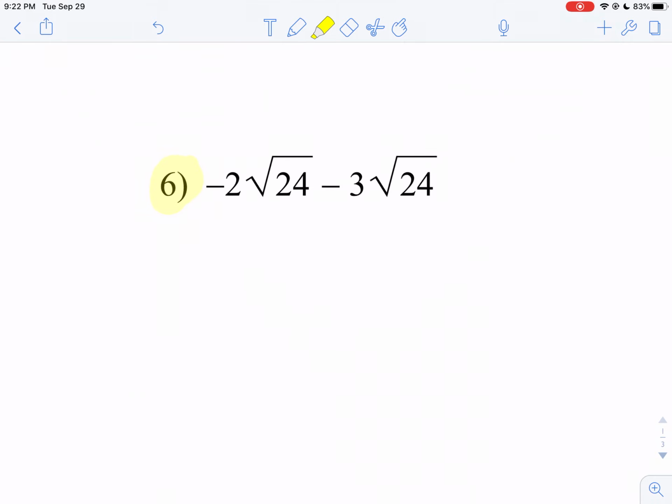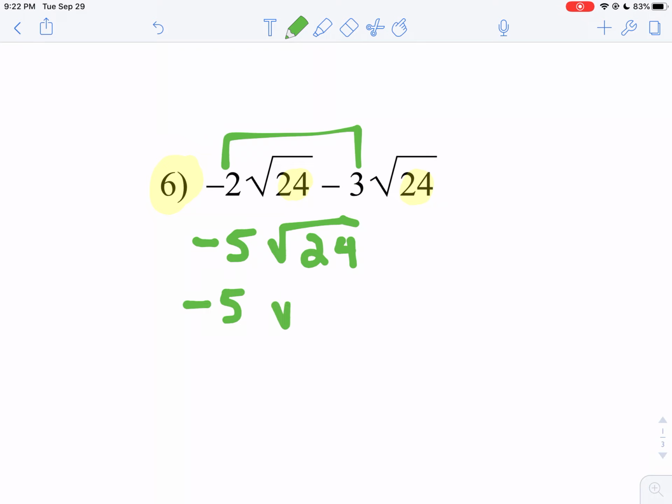So this one here, remember, if the radicands are the same, which they are, you can go ahead and add the coefficients. So we're going to add those two numbers. That gives you a -5 radical 24. If you check the answer key in the back, you will realize that that's not the answer, so that means you need to do something else. You have to simplify the radical 24.